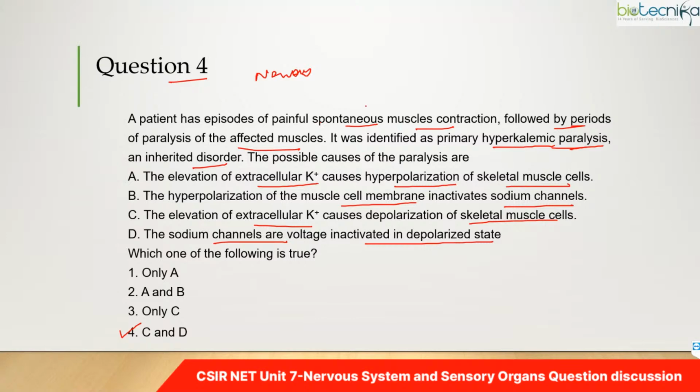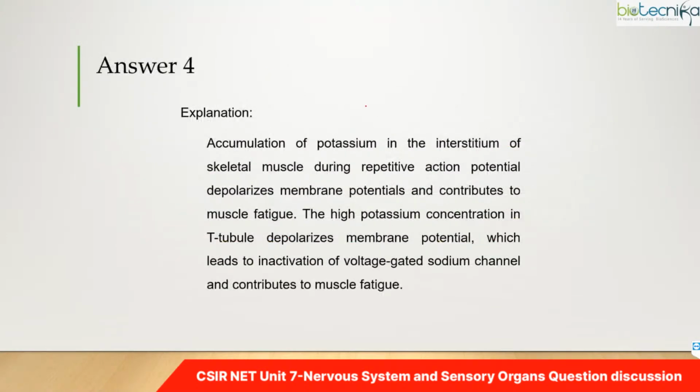So here, the possible causes of the paralysis. First thing, accumulation of potassium. Hyperkalemia means high level of potassium in the serum. In the interstitium of the skeletal muscle, during repetitive action potential, it depolarizes the membrane potential and contributes to muscle fatigue. So too much potassium will lead to muscle fatigue. If the potassium levels are very high outside, what will happen? It will depolarize the membrane potential, leading to inactivation of voltage gated sodium channels, which leads to muscle fatigue.